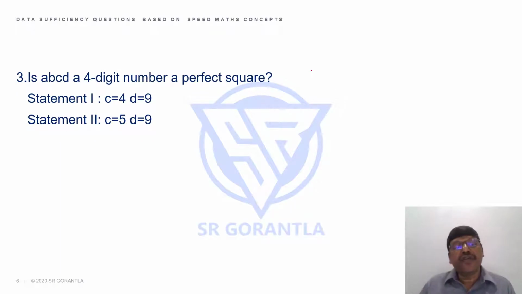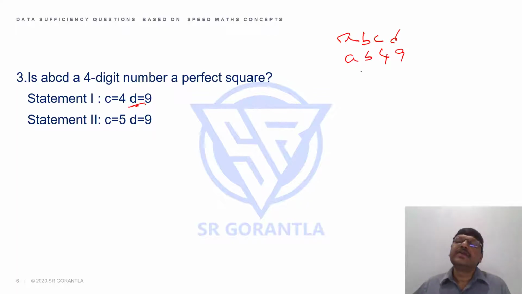Is ABCD, a 4-digit number, a perfect square? Students, statement 1 says C is 4, D is 9. Statement 2 says C is 5, D is 9. Statement 1: D is 9, C is 4. I don't know about A and B. Can we answer or not? Just because we don't know about A and B, we cannot answer here.